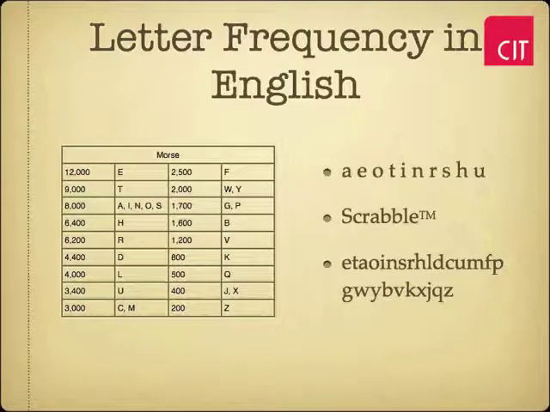E and T are very common, for example. And it turns out that in English, some letters occur much more frequently than others. And that's a fact that we can exploit to try and achieve some compression. So which letters occur more commonly than others?